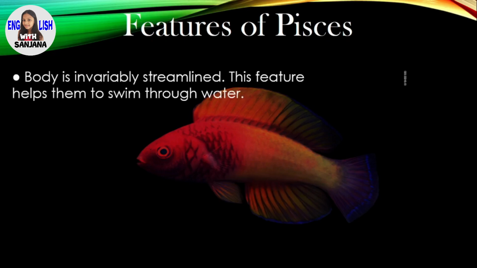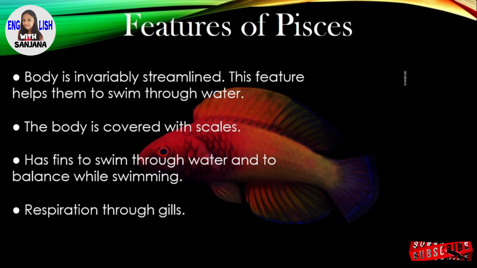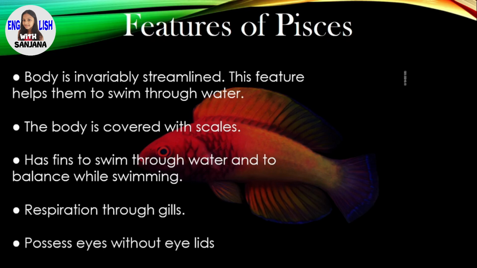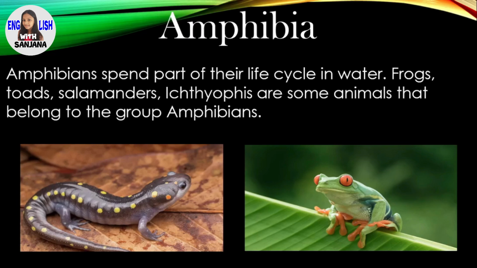Body is invariably streamlined. This feature helps them to swim through water. The body is covered with scales, has fins to swim through water and to balance while swimming. Respiration through gills and possess eyes without eyelids. Now let's talk about Amphibia. Amphibians spend part of their life cycle in water, such as we can take frogs, toads, salamanders, and many more.